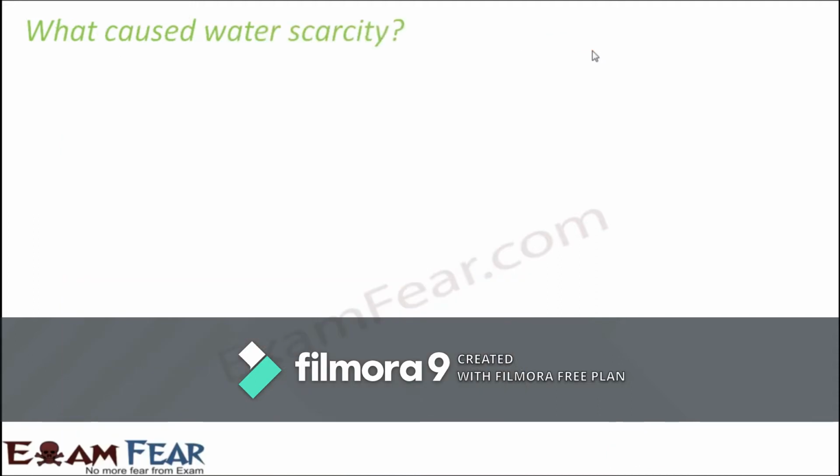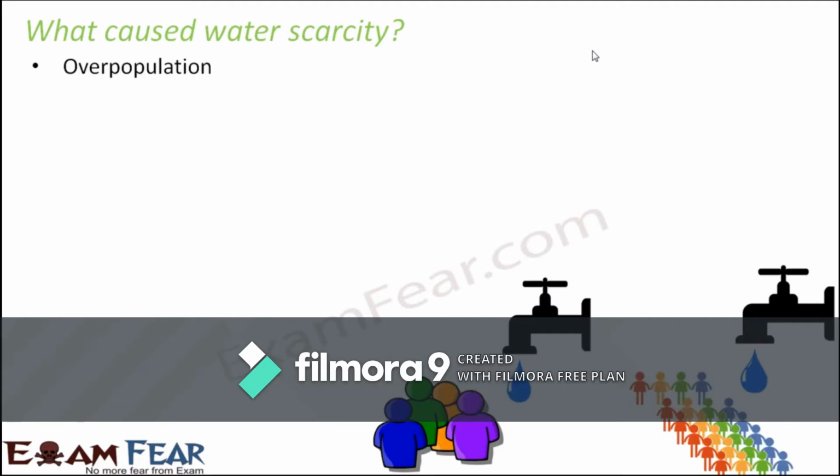Now the question is, what caused water scarcity? Why don't we have sufficient water resources? One reason is overpopulation. The way population is increasing, the resources of water are not increasing, because we already saw that there are some fixed sources of water.